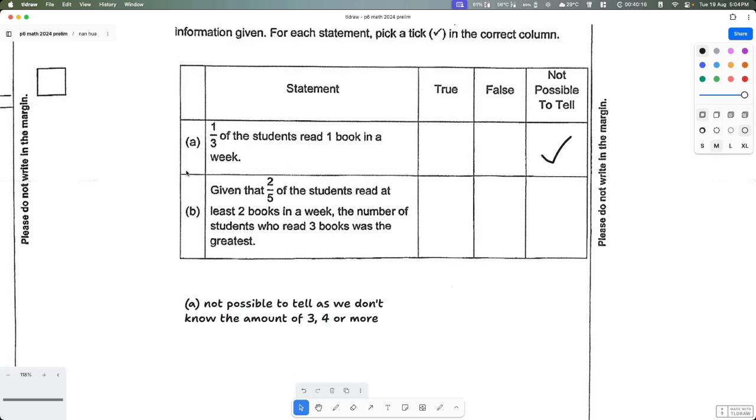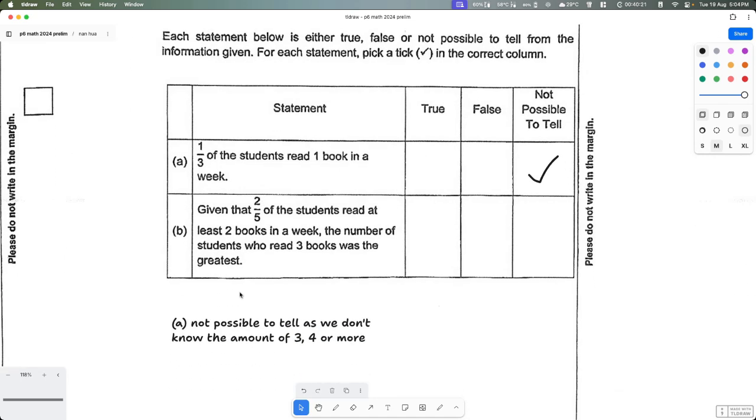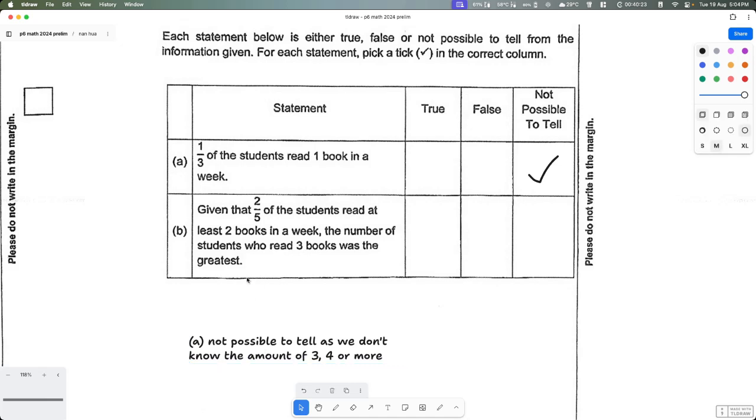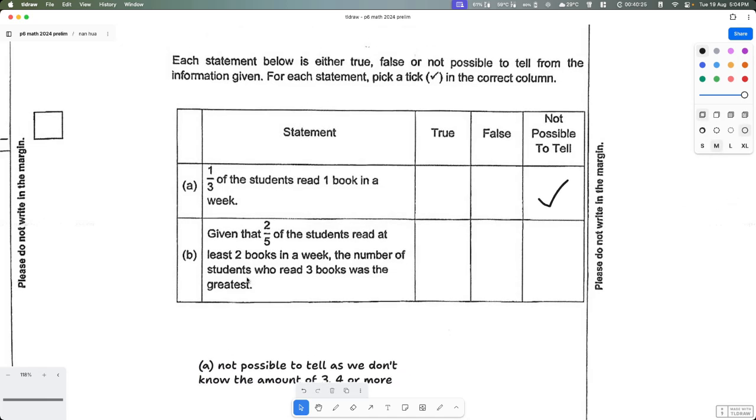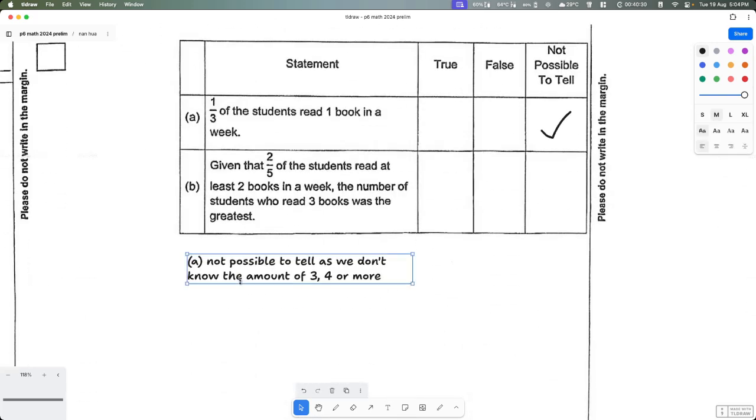Okay, next one. Given 2/5 of the students read at least 2 books in a week, the number of students who read 3 books was the greatest. Given that 2/5 of the students, right? Okay, so for B, let me.